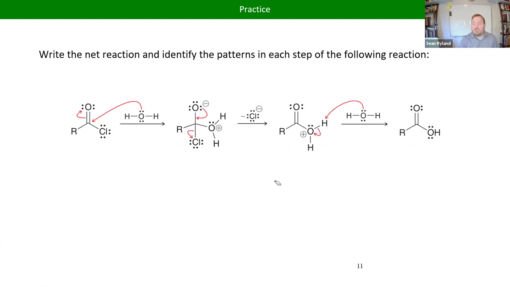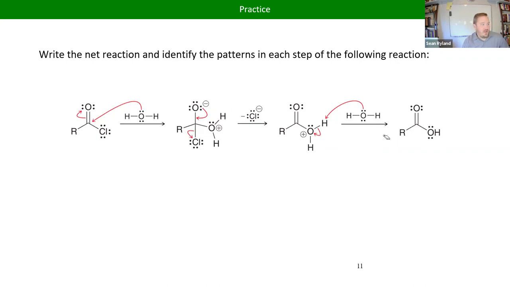So what would the overall reaction be here? We had this molecule, an acyl chloride. Can you keep both waters on the reactant side for your net? So we would have two waters on there initially, right? So we'd have this acid chloride plus two waters. One of the waters turns into this OH group that's attached. The other water turns into H3O plus, right?